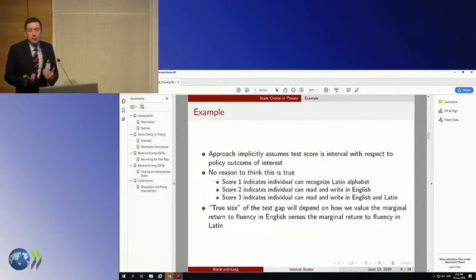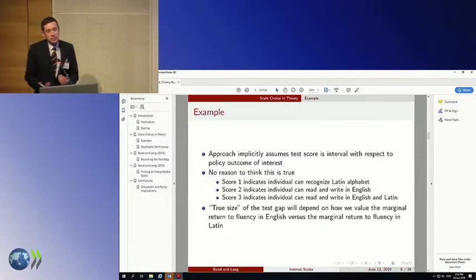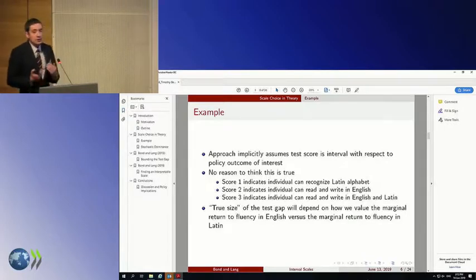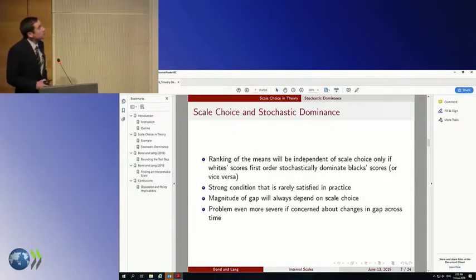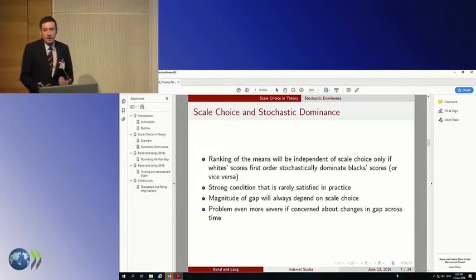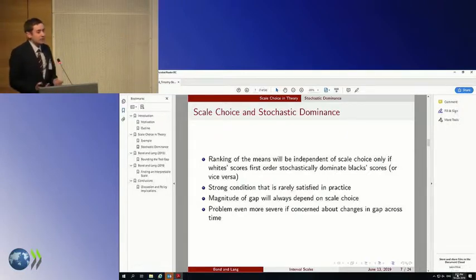In reality, the size of the black-white test gap is going to depend on how we value these different skills relative to each other, how we value English fluency versus Latin fluency. So in general, the ranking of means between two groups is only going to be well defined if we have stochastic dominance in the test scores. Now that's a condition that can be satisfied in practice.